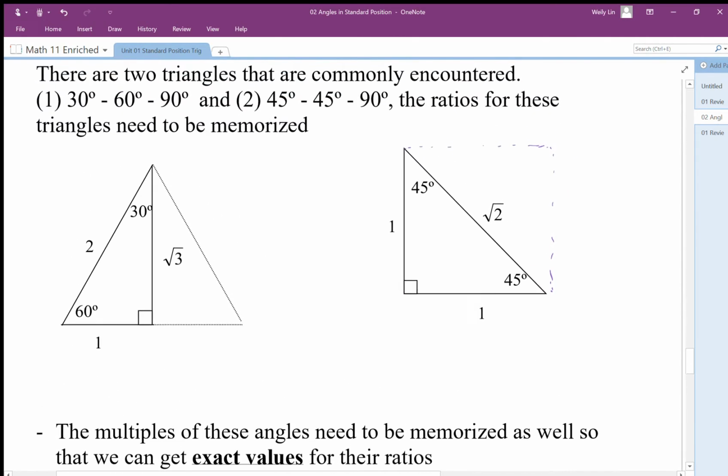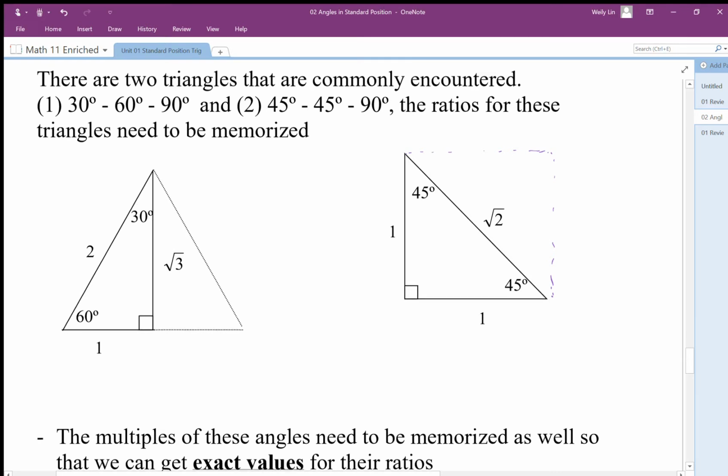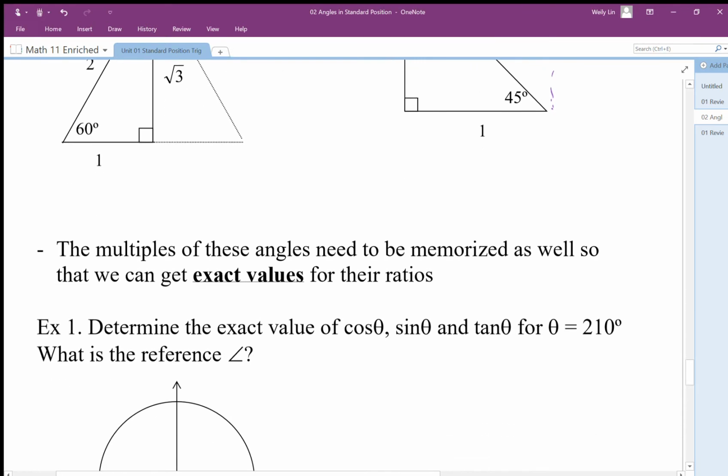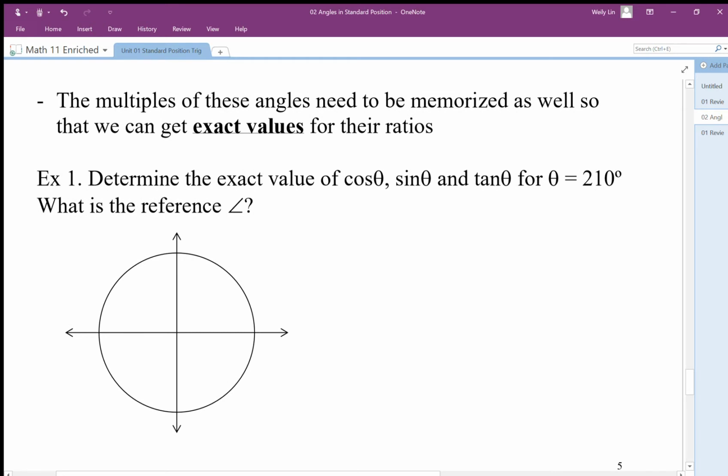And not only that, we're going to have to find all these special angles in the circle now, since we're doing circle trig. So when we talk about these special ratios and special angles, we need to use exact values, not just for the side lengths, but for everything, from going from angle to side length as well.